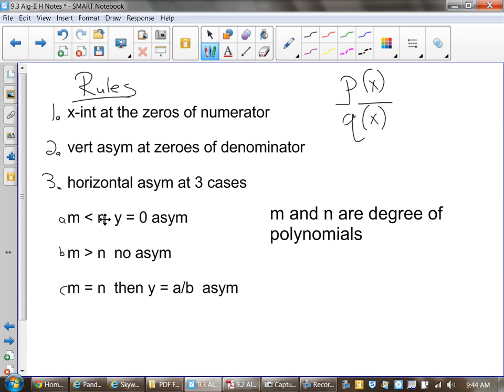I tried to type this one in on this last value here where the m equals n. Remember, the m and n are the degrees of the polynomial. The way that you're able to tell the degree of a polynomial, it's always the highest exponent, the highest positive exponent you have. This is y equals a over b. This a and b are the coefficients of the highest degree.